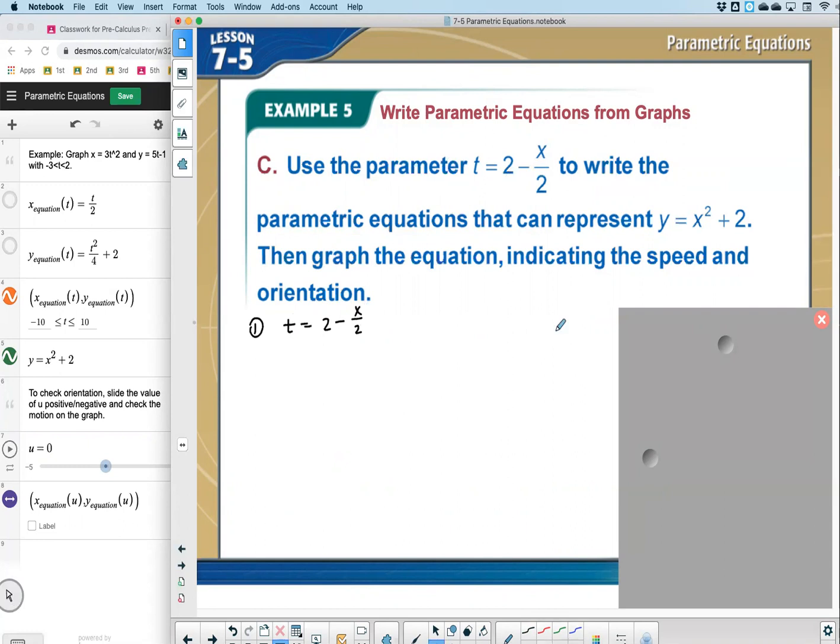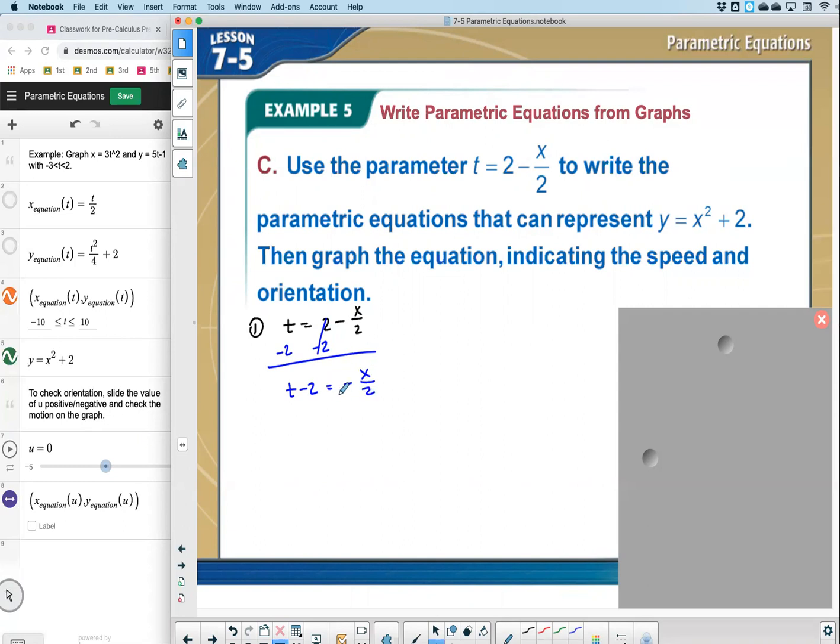This one's a little trickier to solve because a lot of people say, oh, I need to add 2 because they see this minus there. But the 2 is actually positive. So how do we isolate the x if it has a positive 2 with it? Subtract 2. So we have t minus 2 equals negative x divided by 2.